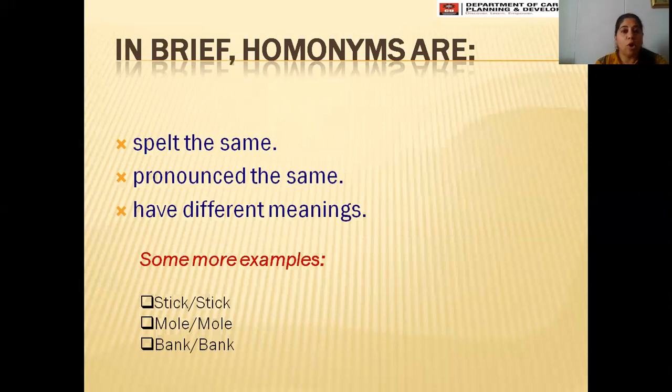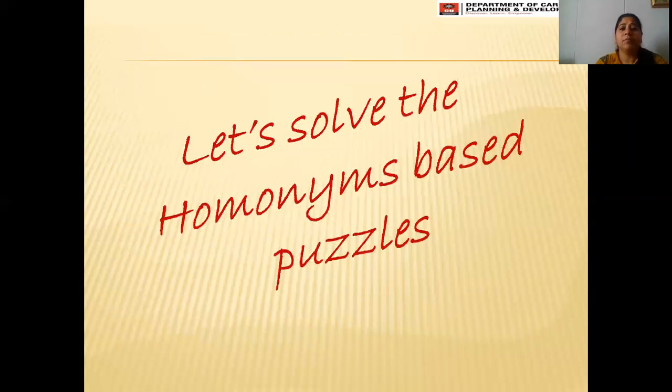Mole and mole. Again, what mole are we talking about here? Whether it's a mole on your face, or are we talking about something concrete? So that is again a difference. Bank and bank, you can bank on somebody. This means you can rely on somebody. And one bank is a financial institution where we are putting our money, right? Keeping our money safe. So let's solve the homonym based puzzles.